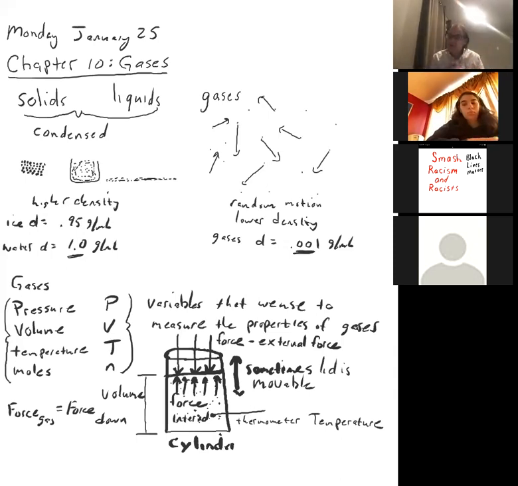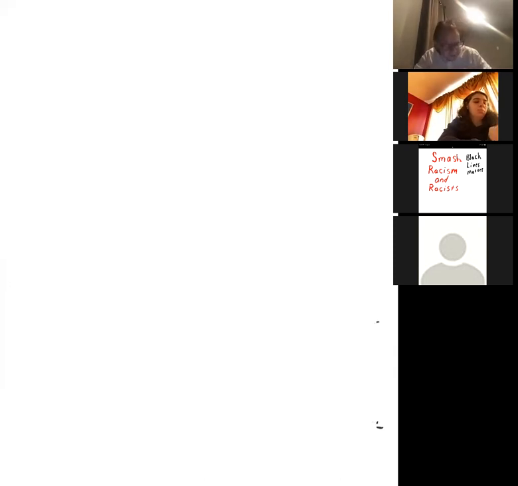So volume, how much space the gas occupies, temperature, you know, how hot the gas is, moles, how much of the gas is in there, and then pressure. Those are the four quantities that you'll see throughout this chapter in terms of how we deal with gases, okay? Those are gases in a nutshell. So let's move on to the issue of pressure. Pretty simple stuff.